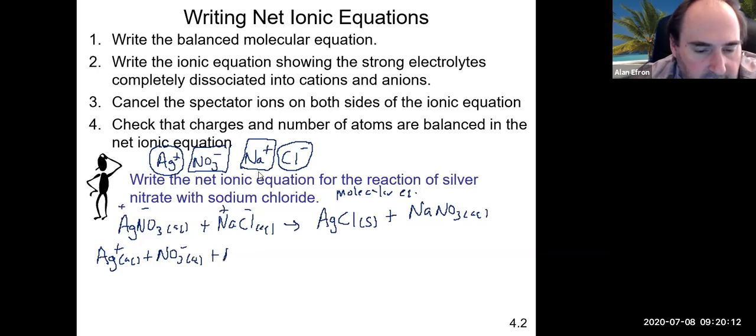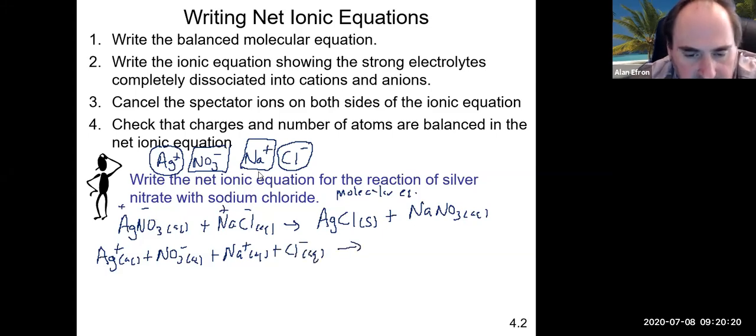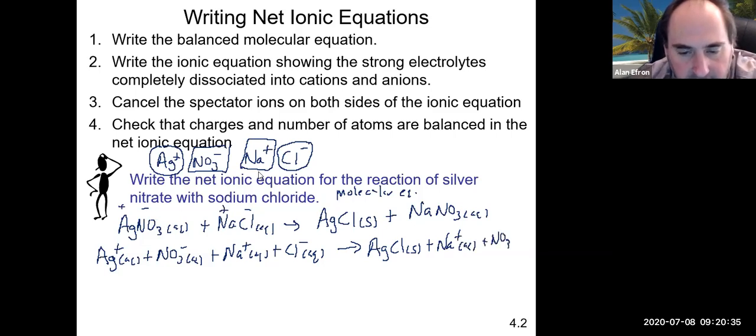Our sodium chloride would break apart into a sodium ion and a chloride ion. Our silver chloride, which is a solid, will stay together and not break apart. And our sodium nitrate would break apart into a sodium ion that's aqueous, which is what that little scribble is there, and a nitrate ion, which is aqueous as well.